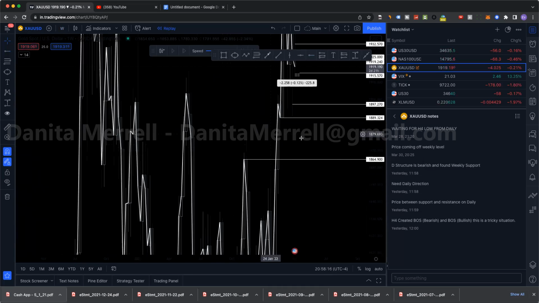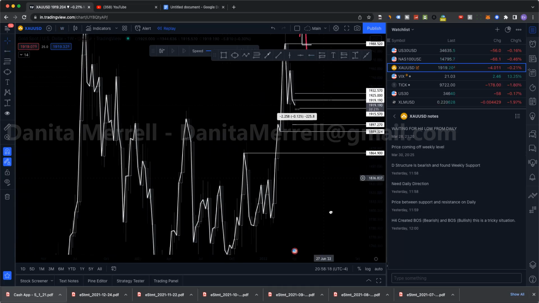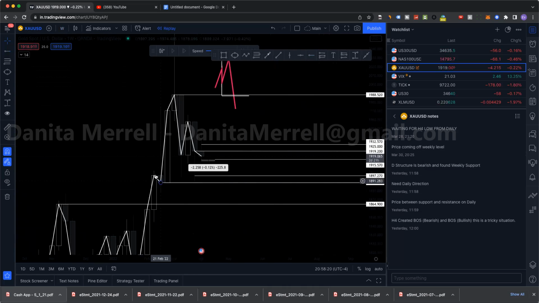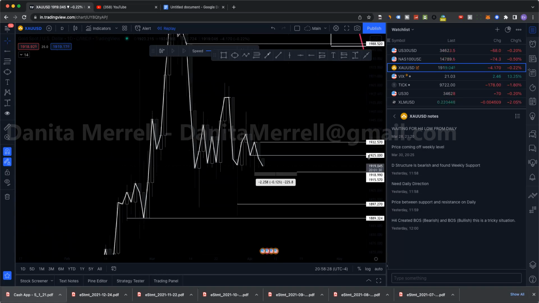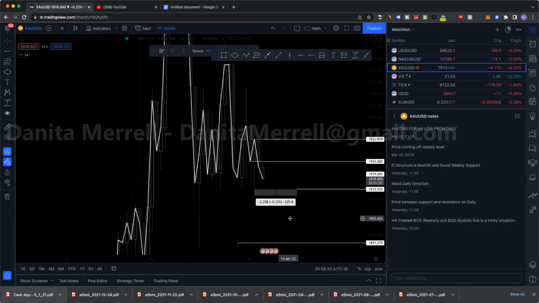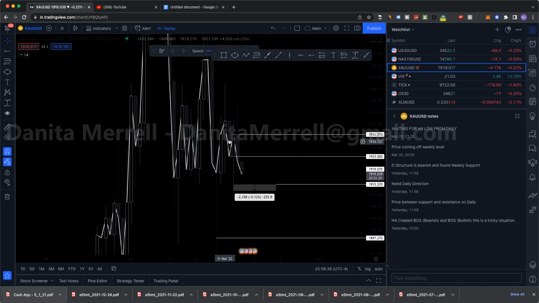So don't try to overcomplicate it. Just understand that these are angles and they are used as support and resistance. The difference between support and resistance and break of structure is that a break of structure is a breakout. So when we have a breakout, that's confirming the direction. When we have angles, that's confirming an area that we can look for trades. So just try to keep that in mind.